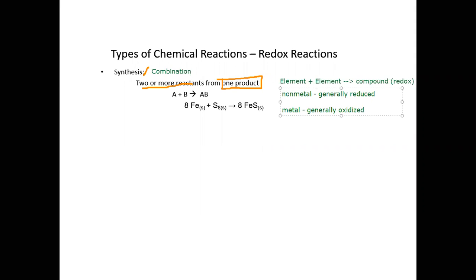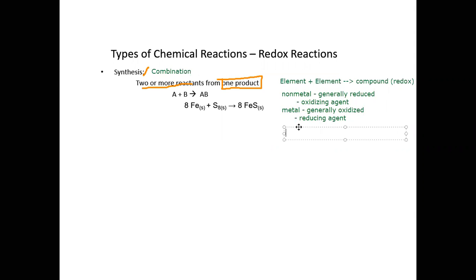The reason I say generally is because there's probably some weird exception out there that someone will find on Google which contradicts this. If you have two elements, one a metal and one a non-metal, the non-metal generally is reduced and the metal is generally oxidized. That tells you the non-metal is the oxidizing agent and the metal is the reducing agent. This is one way you can get a synthesis reaction.